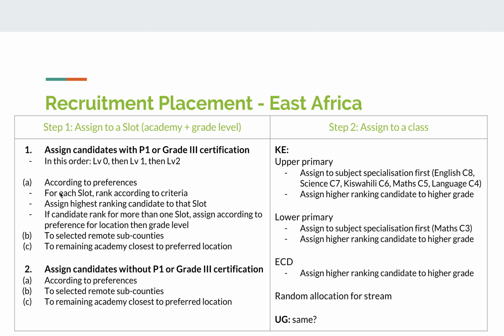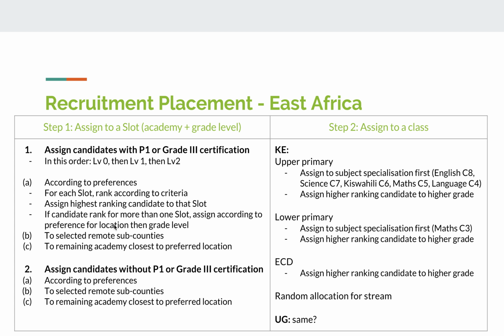So the first step is, for each slot, we rank all of the candidates who have chosen that location according to the criteria. And then we look at who is the highest ranking candidate in that slot. And if that candidate is highest ranking for more than one slot, that's when we allocate them according to their preferences for location.